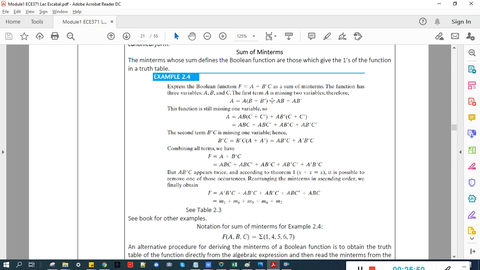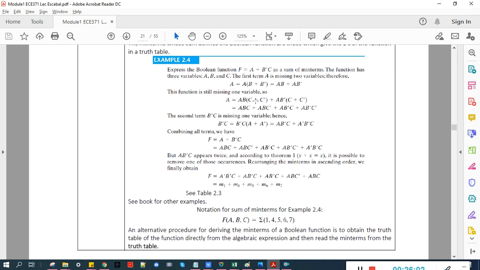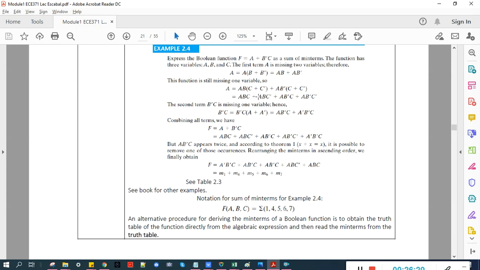Applying the distributive property, it becomes AB plus AB prime. This function is still missing one variable. It still lacks the variable C. So we multiply again by 1, which is C plus C prime, for each term, AB and AB prime. So it becomes AB times (C plus C prime) plus AB prime times (C plus C prime), where C plus C prime is 1. Then applying the distributive property, it becomes ABC plus ABC prime plus AB prime C plus AB prime C prime.